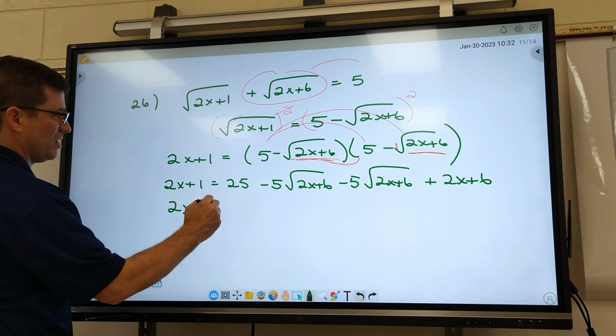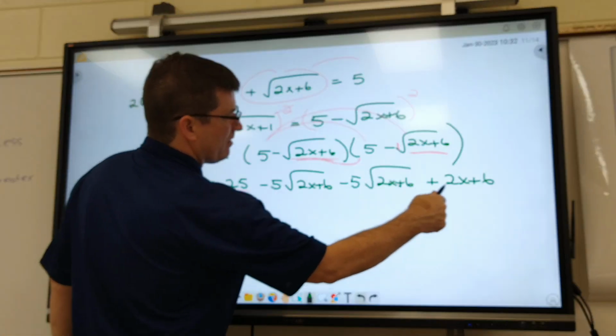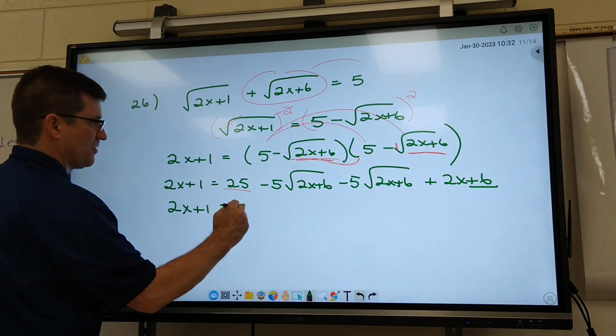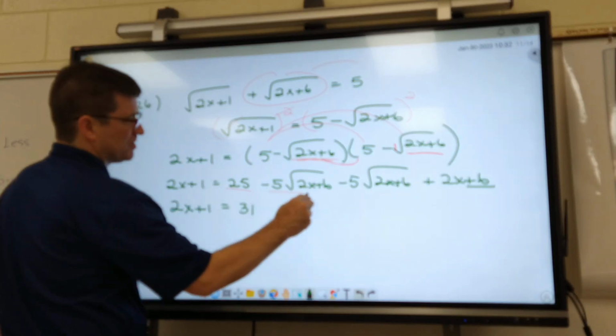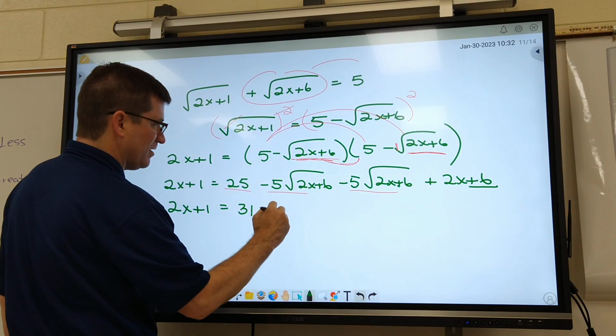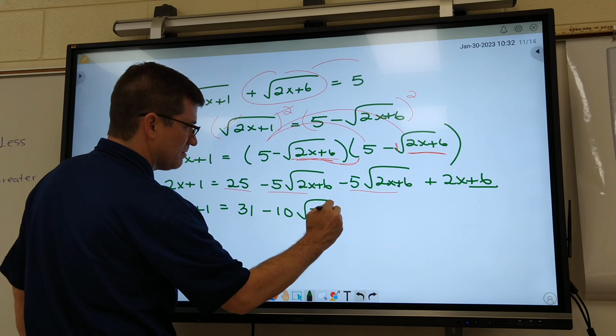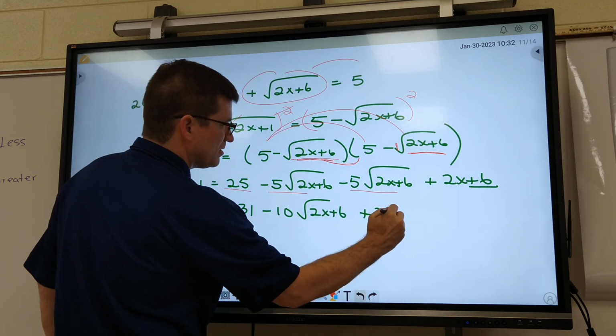All right, let's see what we can combine. I got 25 plus 6. That gives me 31. I can add up this one and this one. Negative 5 and negative 5 is negative 10. Plus 2x. Just bring it down.